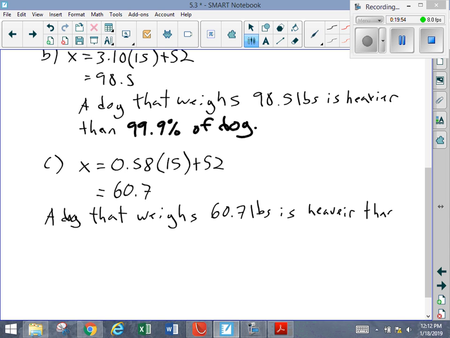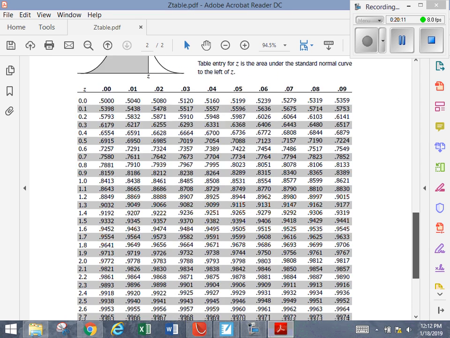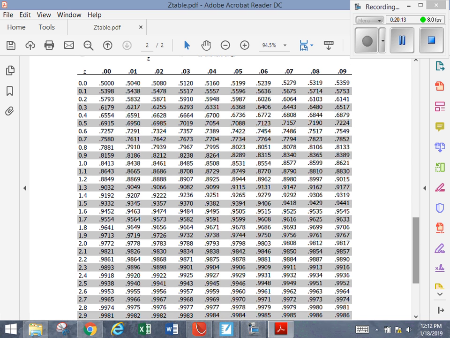Let's figure out what percentage. What we're essentially doing is finding a weight and then finding what percentile that weight is. Go to the table and find 0.58. 0.5, 8, 75.17%.